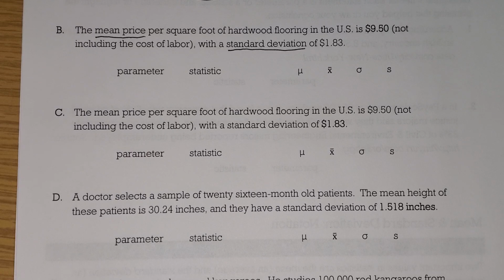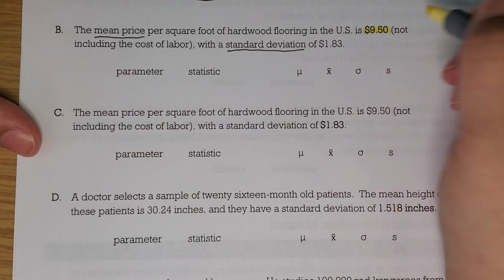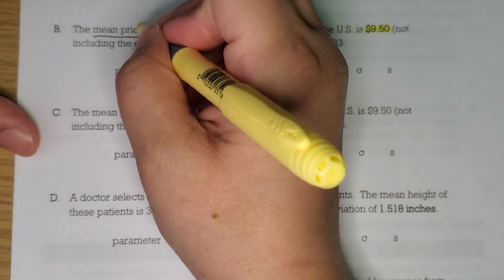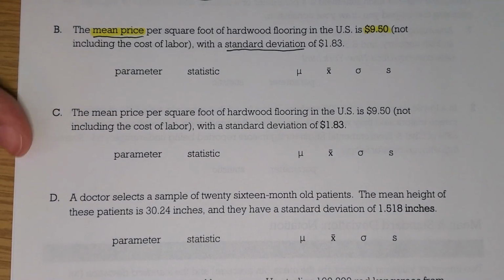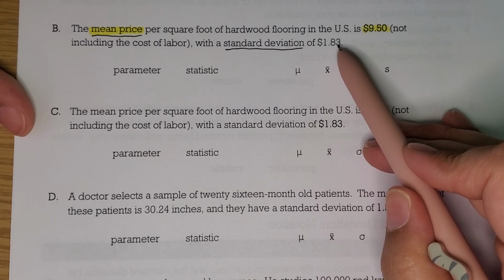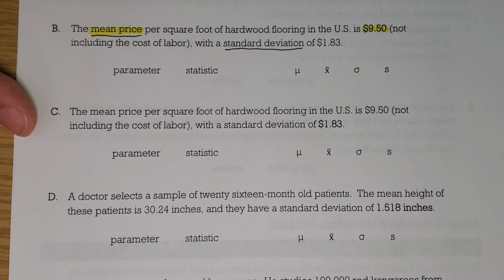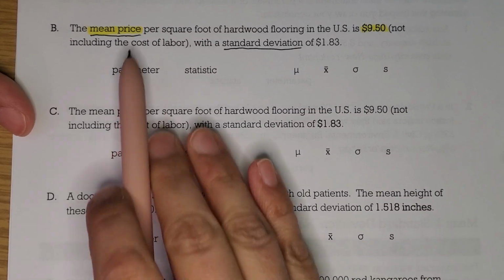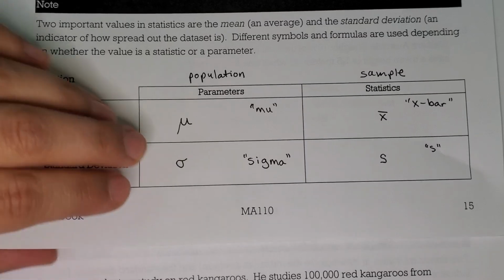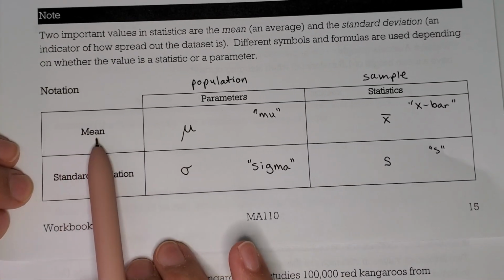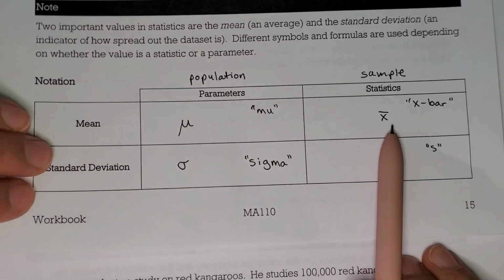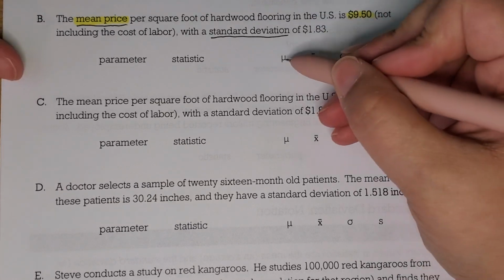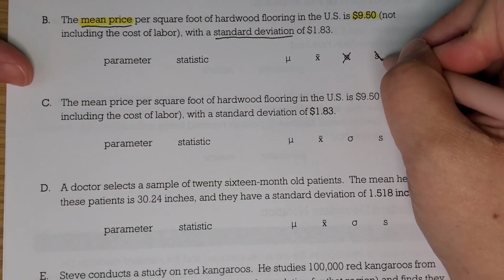For these problems, we're trying to identify what the bold number is. In this case, the bold number is the $9.50, so that means it's going to be the mean price. For this problem, that $1.83 is not bold, so it's there just to mislead us, just to confuse us. Because it's a mean, I'll bring my chart back down here. The mean is either going to be mu or x bar, so I can eliminate these two.